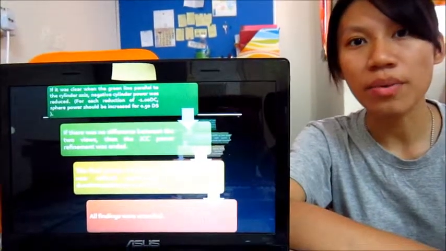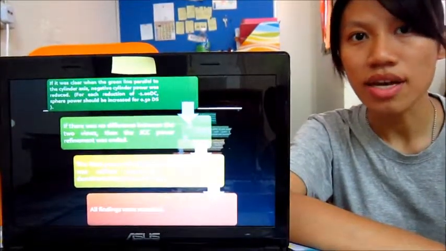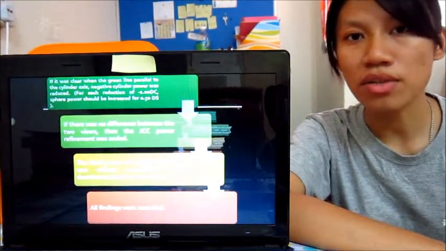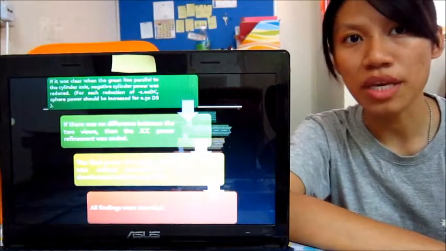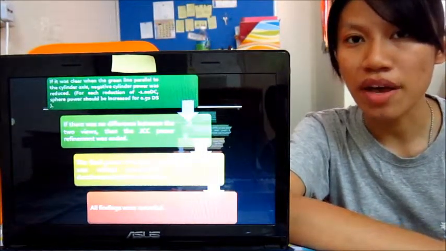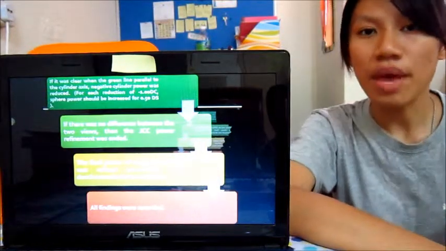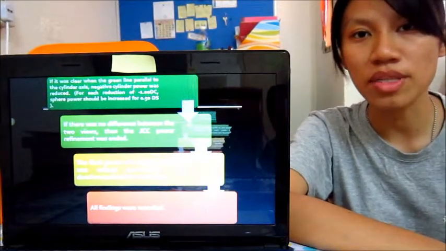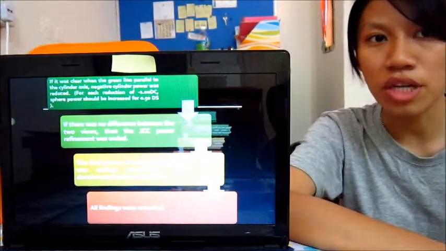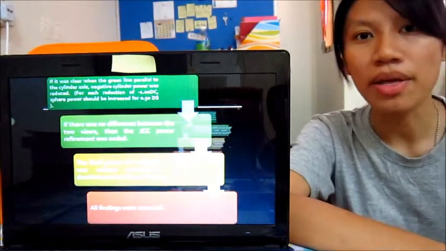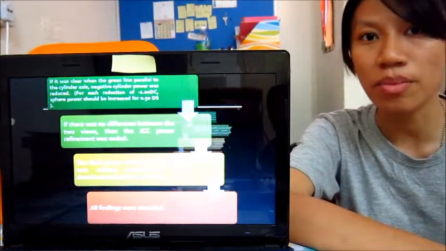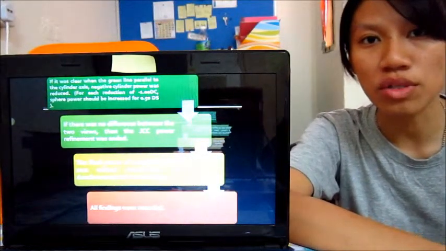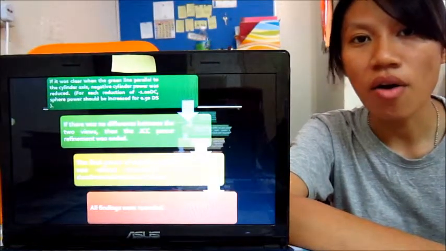However, if it was clear when the green line parallel to the cylinder axis, the negative cylinder power should be reduced. For each reduction of -1 diopter, sphere power should be increased by 0.5 sphere diopter. If there was no difference between the two views, then the JCC power refinement was ended. The final power of subject's right eye was refined monocularly by using duochrome chart of +1 sphere diopter lens. Bear in mind, the hyperope patient should not use duochrome chart. After that, all findings were recorded.